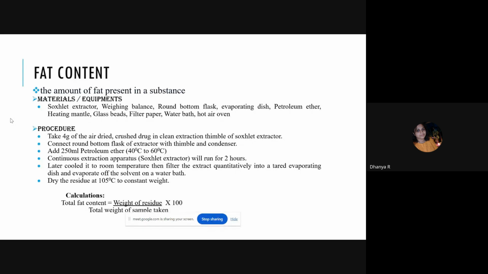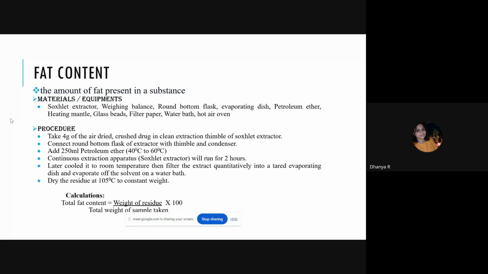Later, cool it to room temperature, then filter the extract quantitatively into a tared evaporating dish and evaporate off the solvent on a water bath. Dry the residue at 105 degrees Celsius to constant weight. As we have seen in moisture content, you have to dry the residue to a constant weight.